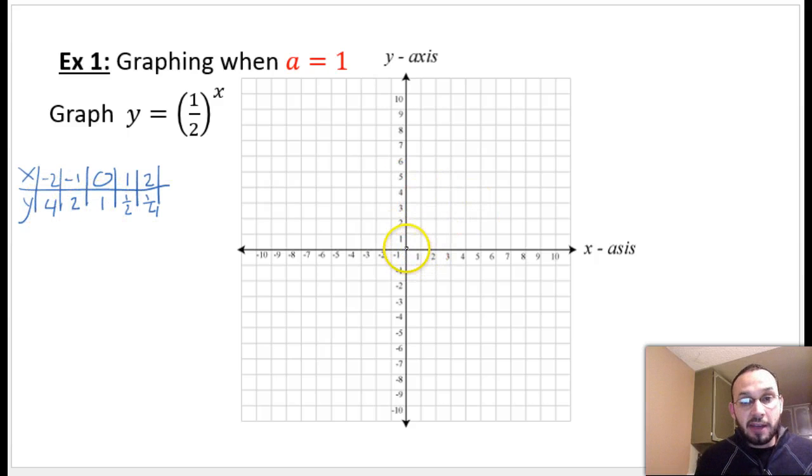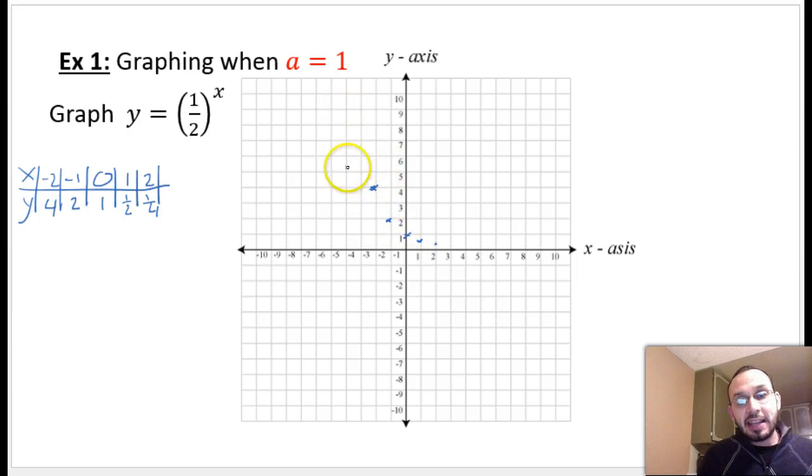Let's go ahead and graph these points. So (0, 1) is about there. We have (1, 1/2). That's about halfway. And then we have (2, 1/4), which is about there. If we go on the negative side, we get (-1, 2), that's up here, and then (-2, 4), that is up here.